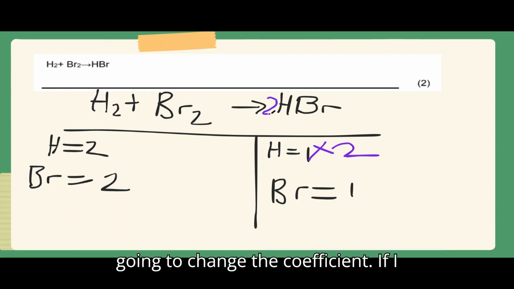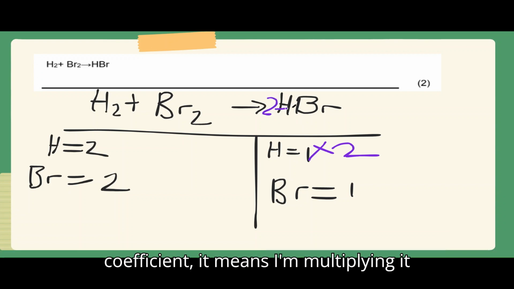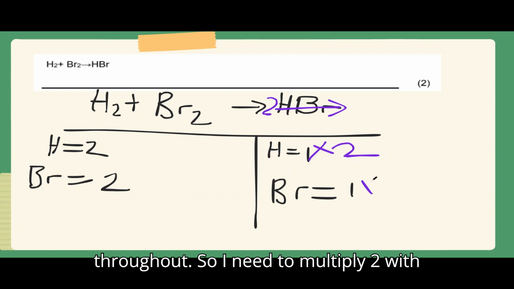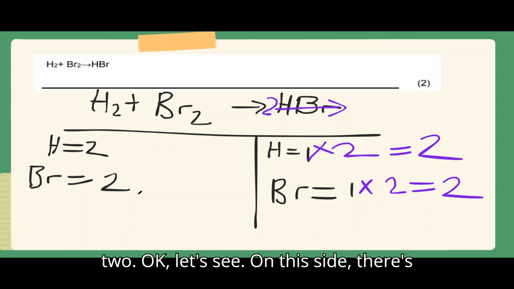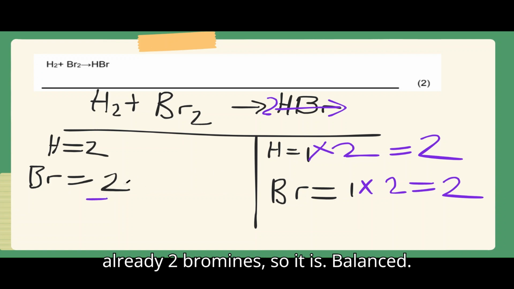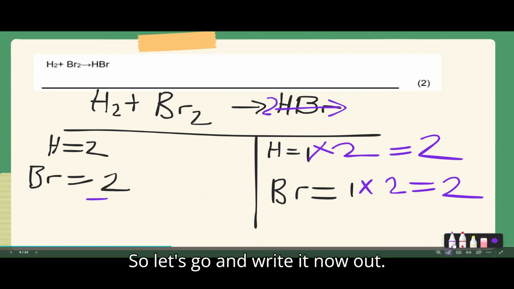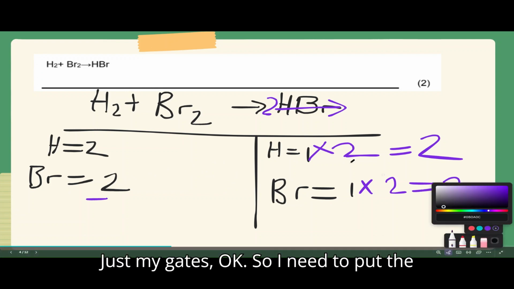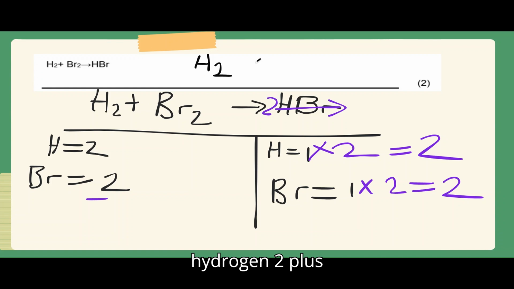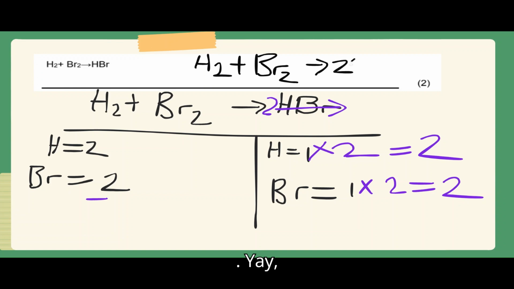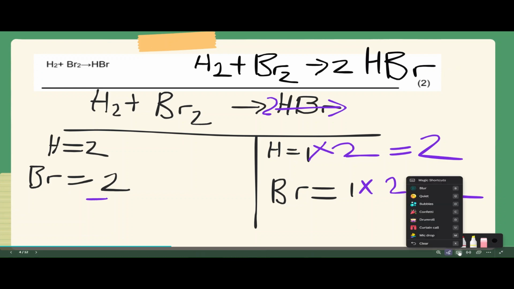So that means I'm going to change the coefficient. If I change it here in front as the coefficient, it means I'm multiplying it throughout. So I need to multiply the bromine by 2 as well. That gives me 2. On this side, there are already 2 bromines, so it is balanced. So let's write it out now. It's going to be hydrogen 2 plus bromine 2 gives 2 hydrogen bromide. Yay, there we have it. Okay, let's go to our next.